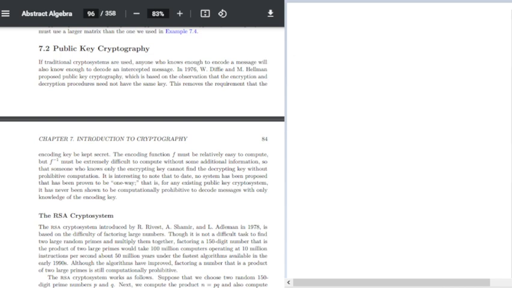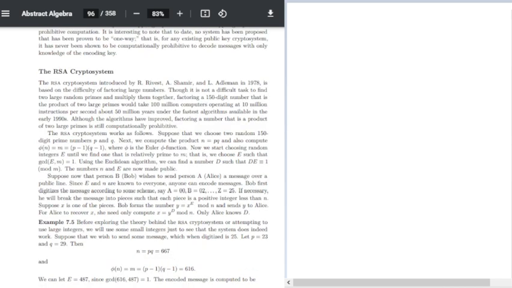The RSA crypto system. The RSA crypto system, introduced by R. Rivest, A. Shamir, and L. Adleman in 1978, is based on the difficulty of factoring large numbers. Though it is not a difficult task to find two large random primes and multiply them together, factoring a 150-digit number that is the product of two large primes would take 100 million computers operating at 10 million instructions per second about 50 million years under the fastest algorithm available in the early 1990s. Although the algorithms have improved, factoring a number that is a product of two large primes is still computationally prohibitive. The RSA crypto system works as follows.